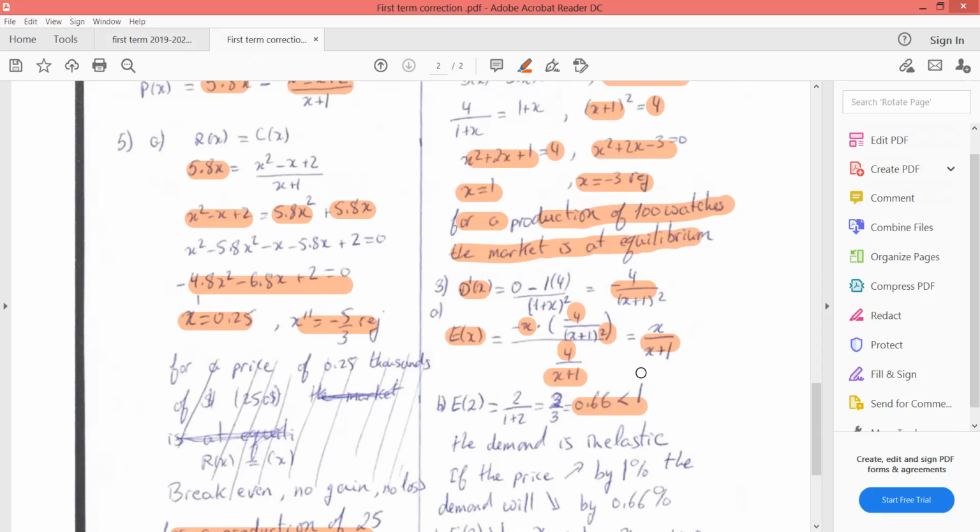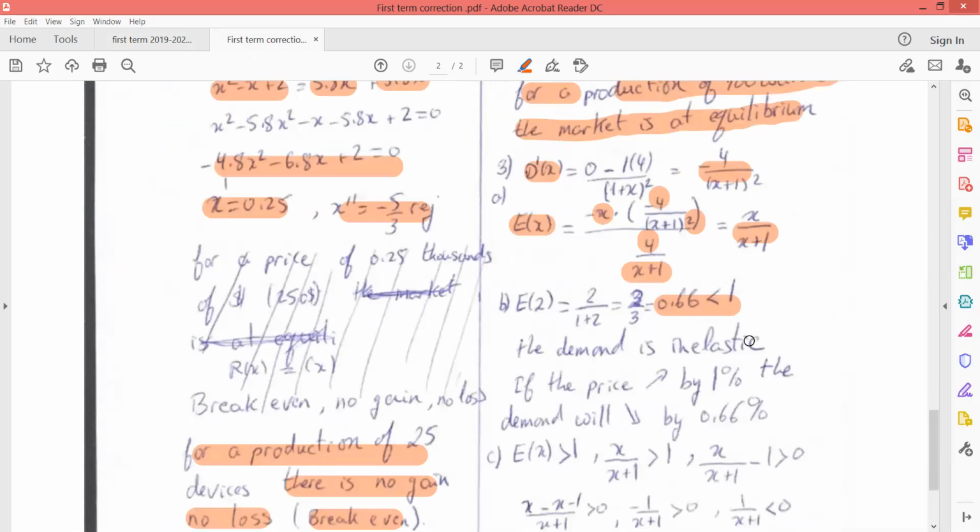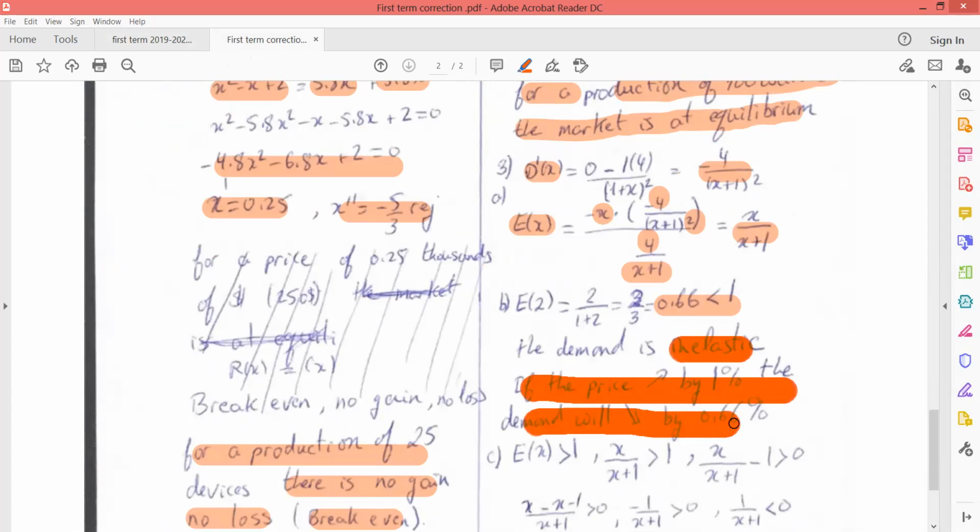What do we say if it is less than 1? Inelastic. The demand is inelastic, less than 1. If the price increases by 1%, the demand will decrease by 0.66%. This is the economical interpretation for the elasticity.